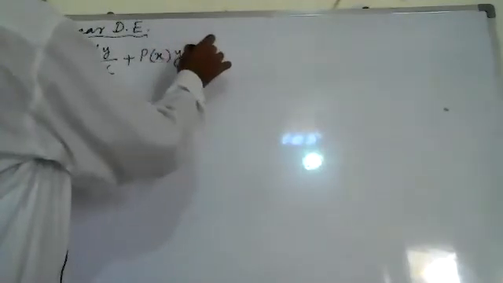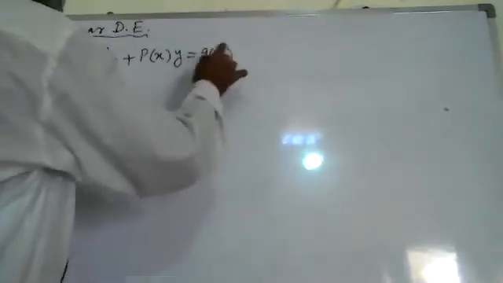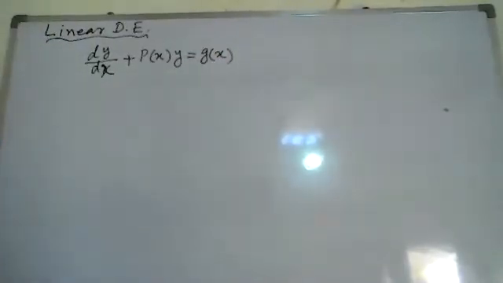The type of these linear equations is dy upon dx plus p of x into y is equal to g of x. This is the type of first order linear differential equation. First order means there is only the first derivative.